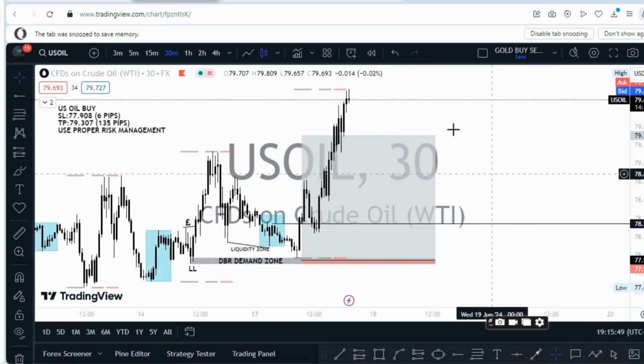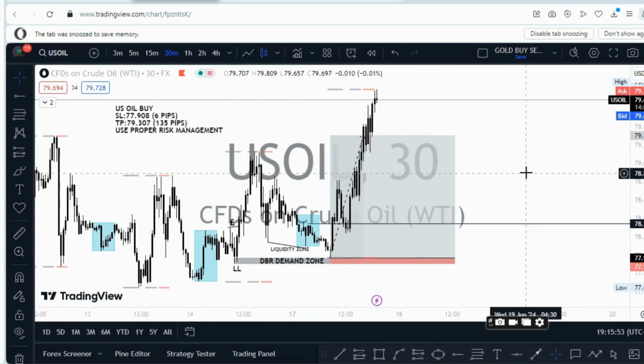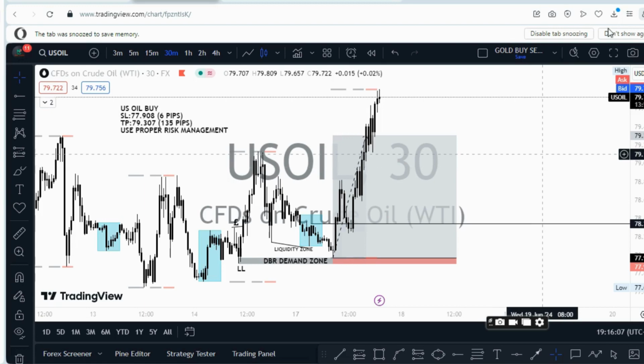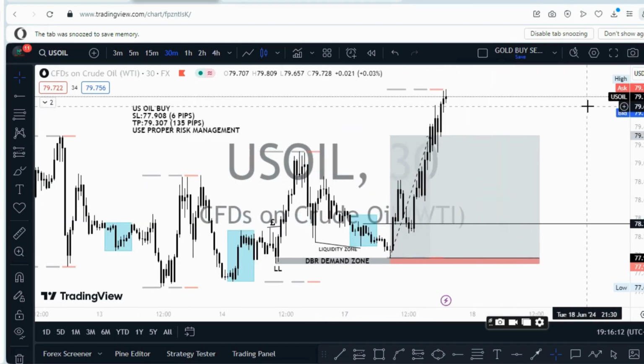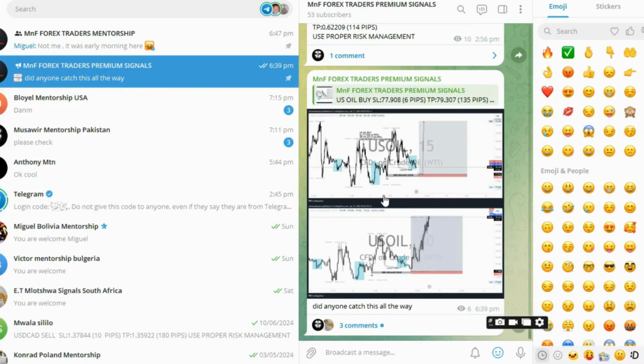Otherwise, this was a beautiful trade right here. A 1 to 19 risk reward ratio. For those that managed to catch it all the way, congratulations. Myself, and those that managed to just get 1 to 3 or 1 to 5 out of this, better luck next time. Otherwise, this played out amazingly. This was beautiful. So this is what happened on USOIL. A beautiful trade.